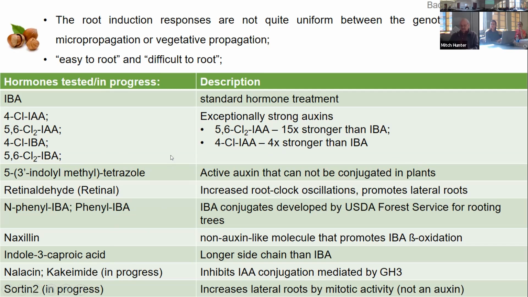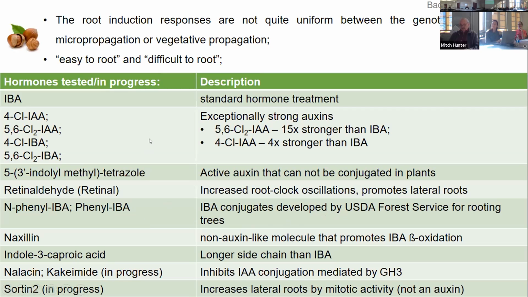So some of these compounds were tested in different plants. We have tomatoes. We also have this N-phenyl IBA and phenyl IBA. We have some students in our lab that prepared these compounds, and they are developed to be used by the USDA in the forest service to root some trees.